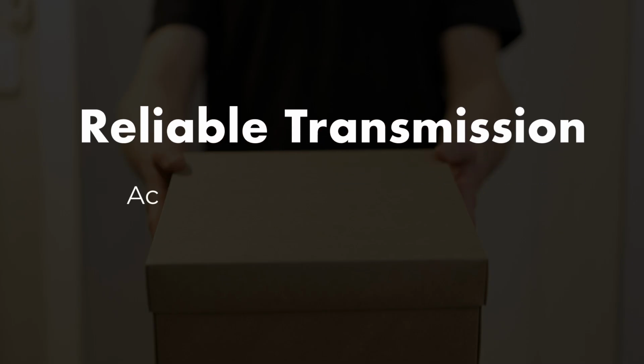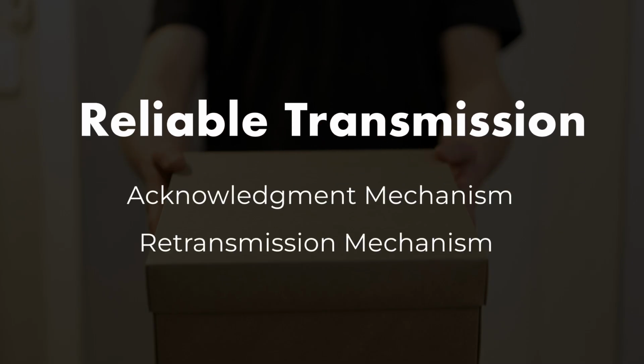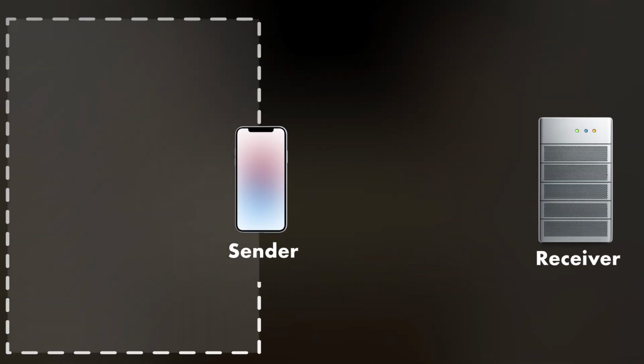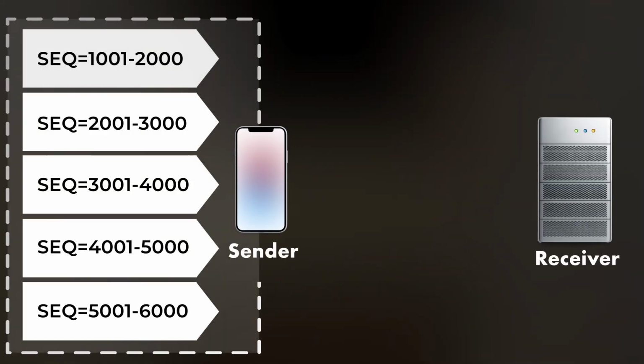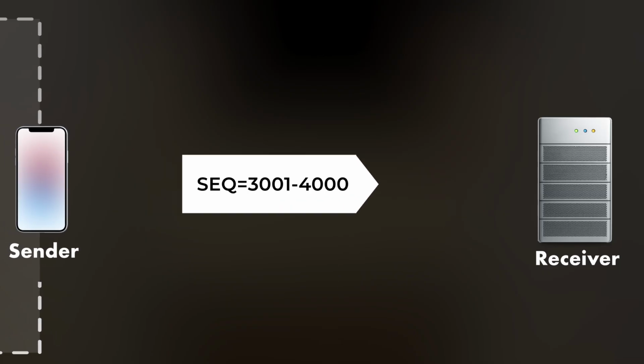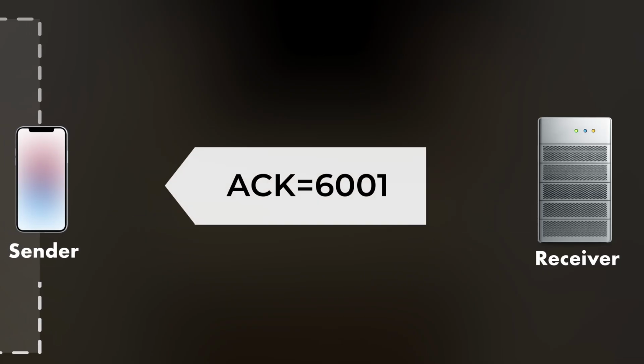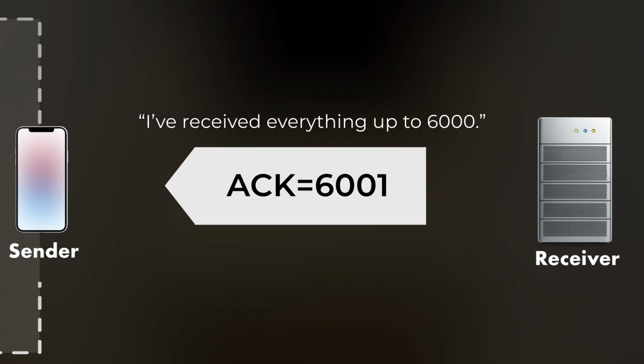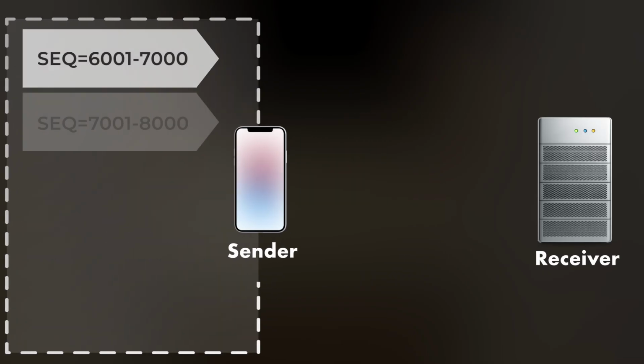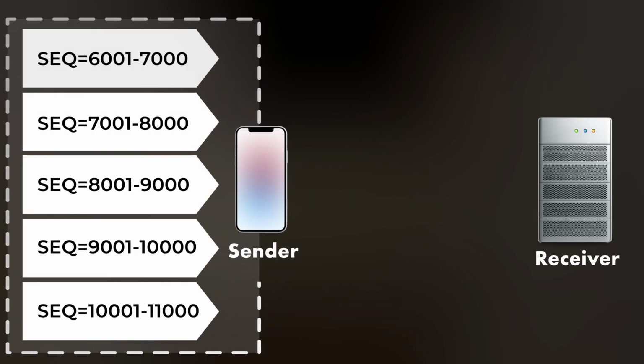This mainly comes from the acknowledgement mechanism and retransmission mechanism. For example, imagine the device first sends data with sequence numbers 1001 to 6000. It must wait for the receiver to reply with ACK equals 6001, meaning I've received everything up to 6000. Only then can the server continue sending the next part of the data.